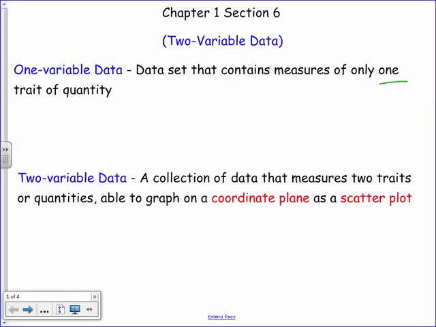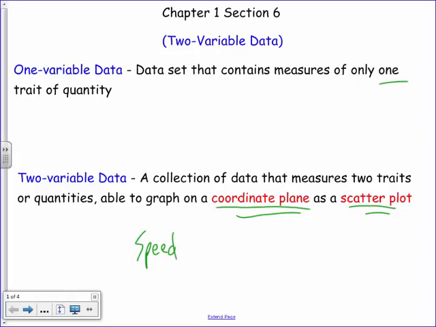Where 2 variable data, now we're looking at quantities that have 2 traits. So our data has 2 traits. The main examples are things that we end up graphing on a coordinate plane with the use of a scatter plot. And a lot of times, one of the most common ones is speed, when you're checking how far you're going over a certain amount of time, right?